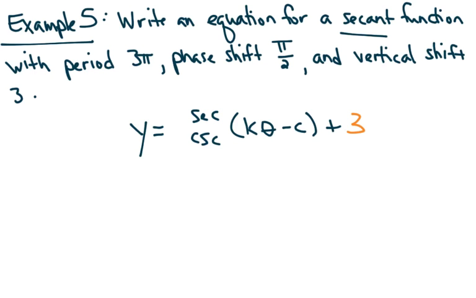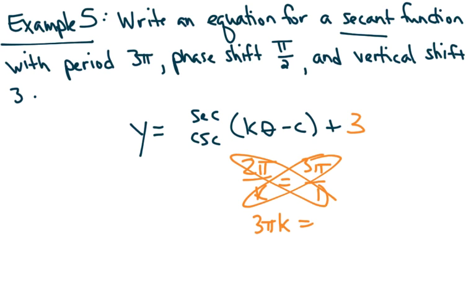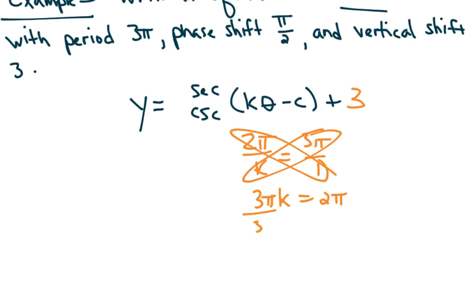Then I have to find K, just like I did with sine and cosine. So you're going to set 2 pi over K equal to the period. It's a proportion, cross multiply, so I get 3 pi K is equal to 2 pi. And then I'm going to divide by 3 pi. And I get K is 2/3. So now I can get rid of K and put 2/3.